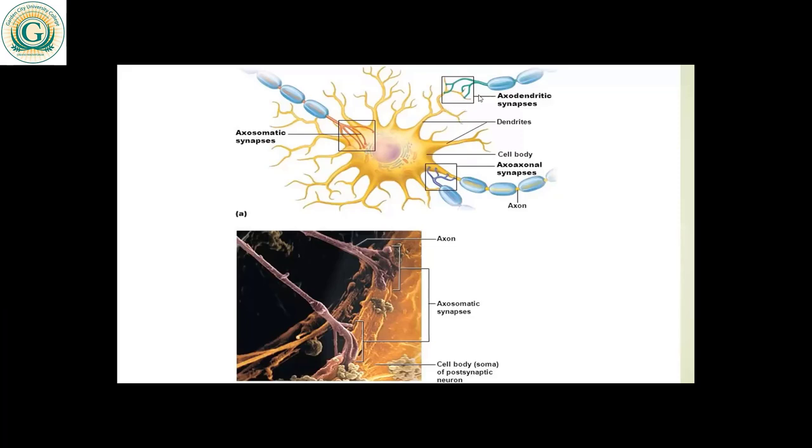Then we have the common one that we can talk of, which is the axodendritic synapse. Axodendritic is between the axon terminal of neuron one and the dendrite of neuron two. So the axon terminal of neuron 1 and then the dendrites of neuron 2. So that gives the name axodendritic synapse. And mind you, all these synapses are helping the nerves to transmit impulses from one neuron to the other.